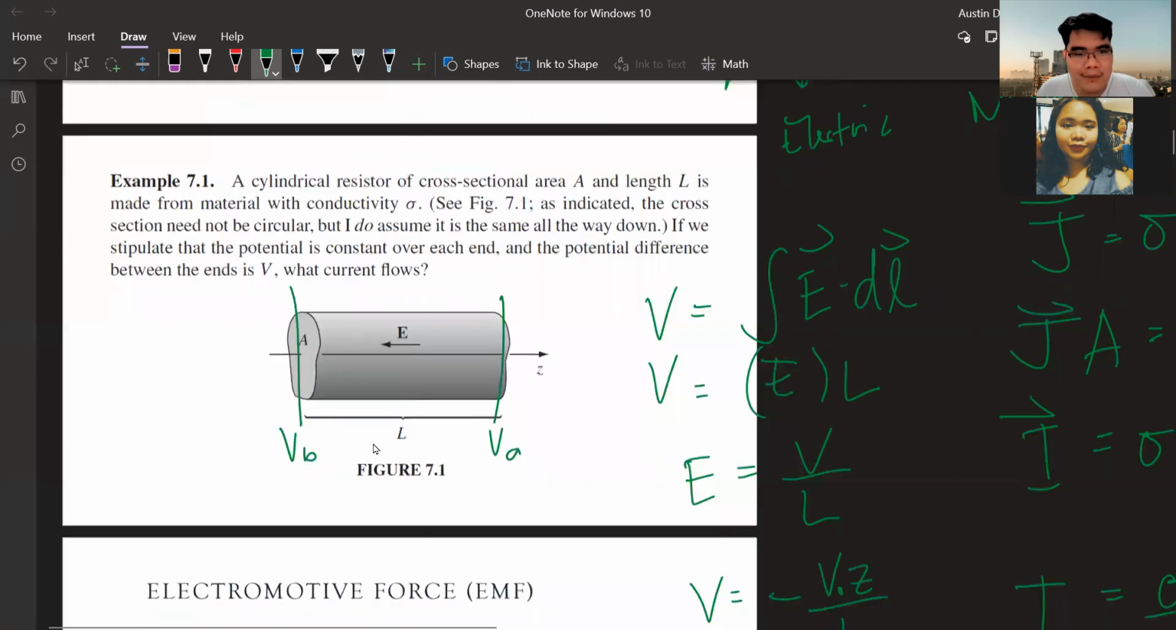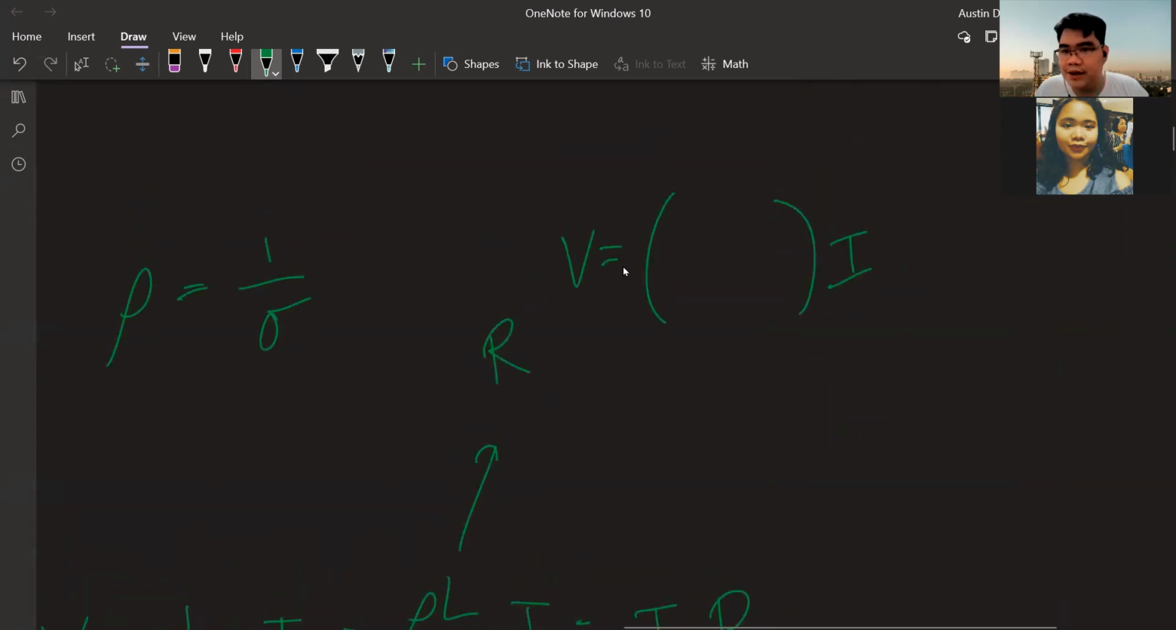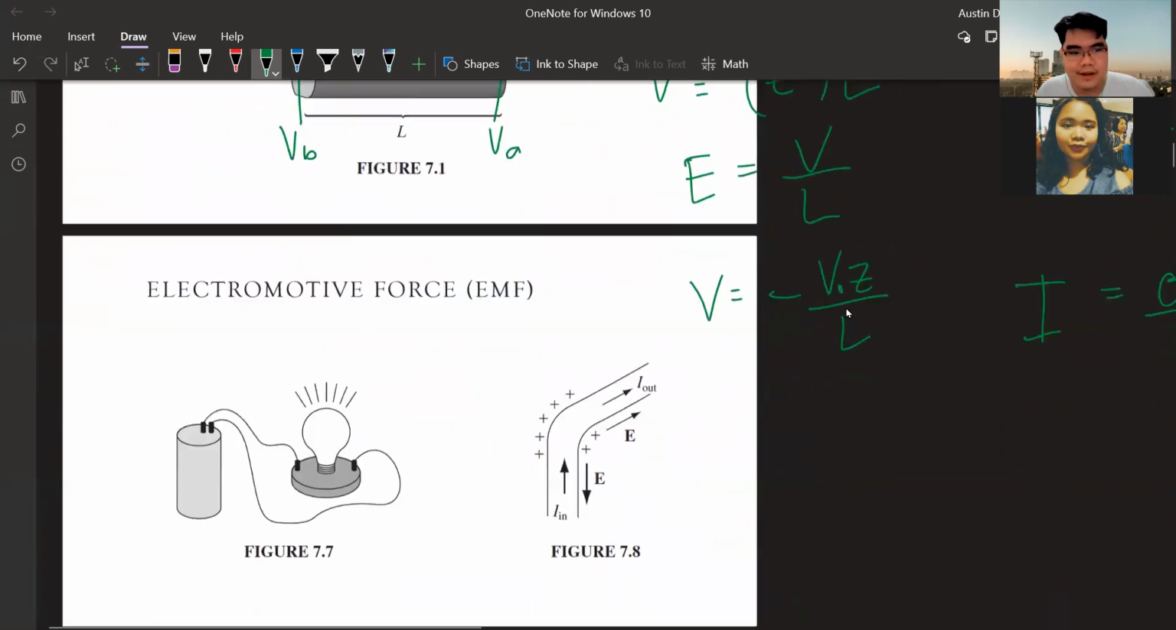Essentially, kapag gumawa ka pa ng other problems, malalagay mo siya to some always like this. So, V is linearly related to I. You double the potential difference, you double the current. Okay.